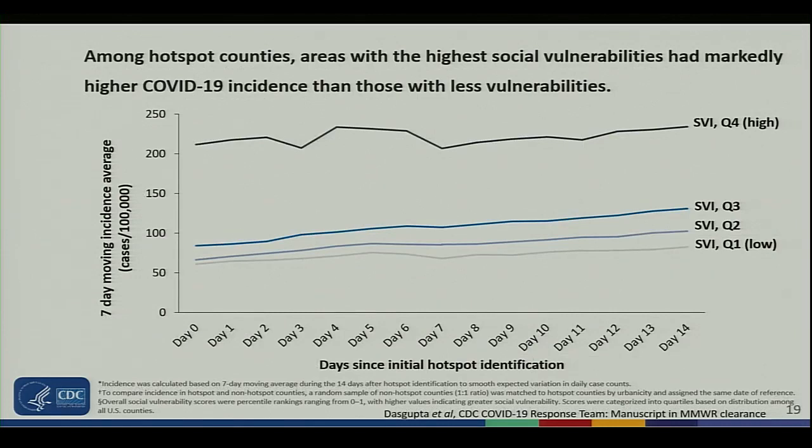This figure shows the incidence of COVID-19 among hotspot counties by Social Vulnerability Index quartile for the 14 days after detection as a hotspot. Compared with less socially vulnerable counties, quartiles 1 to 3, areas with the highest social vulnerability, quartile 4, continued to have markedly higher COVID-19 incidence. Next slide.